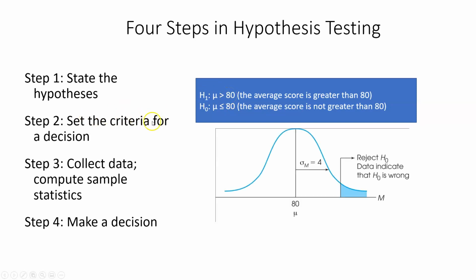Then we set the criteria for a decision. So we're going to say that when we have a sampling distribution here, we've computed the standard error of the mean as 4, just like we did before, and we put all of our critical region, all of our alpha here, in one tail rather than in both tails. So only if the sample mean falls in this region will we reject the null hypothesis. If we have an alpha of 0.05, what percentage would go here?